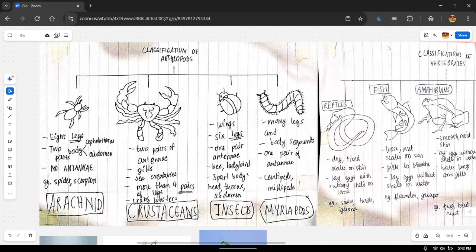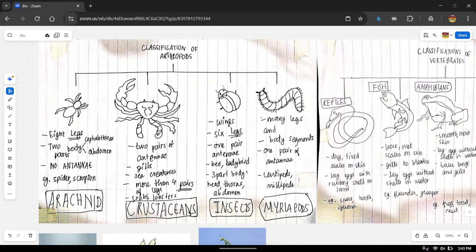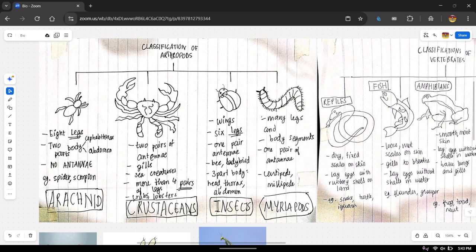Today we are going to be looking at classification of arthropods for IGCSE Biology 0610. Now please note that today's video is going to be more for memorization purposes, not for logical thinking and all that, okay? So whatever I'm going to be saying here is purely for you to be able to memorize the classifications. Now arthropods are divided into four main groups. We have the arachnids, the crustaceans, insects, and myriapods.